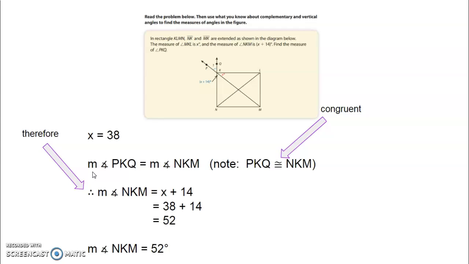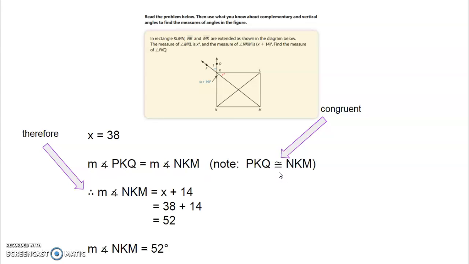But look over here. If we're talking about the measurement, since measurement involves a number, we use an equal sign. So if we're talking about the shapes, we use congruent. If we're talking about anything that's involved with a number, we use equal. All right, so I'm hoping that makes sense.